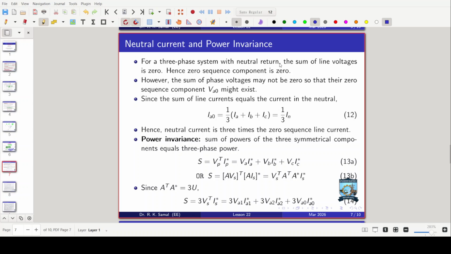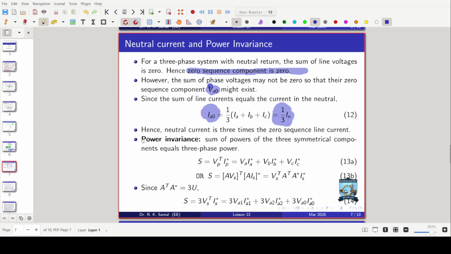For a three-phase system without neutral return, the sum of line voltages is 0 and hence the zero sequence component is 0. However, the sum of the phase voltages may not be 0, so the zero sequence component may exist, and in fact this zero sequence component is many a times used in protection systems to detect an earth fault. Since the sum of the currents is equal to the current in the neutral, the zero sequence current is equal to 1/3 the neutral current. Hence, neutral current is 3 times the zero sequence line current.